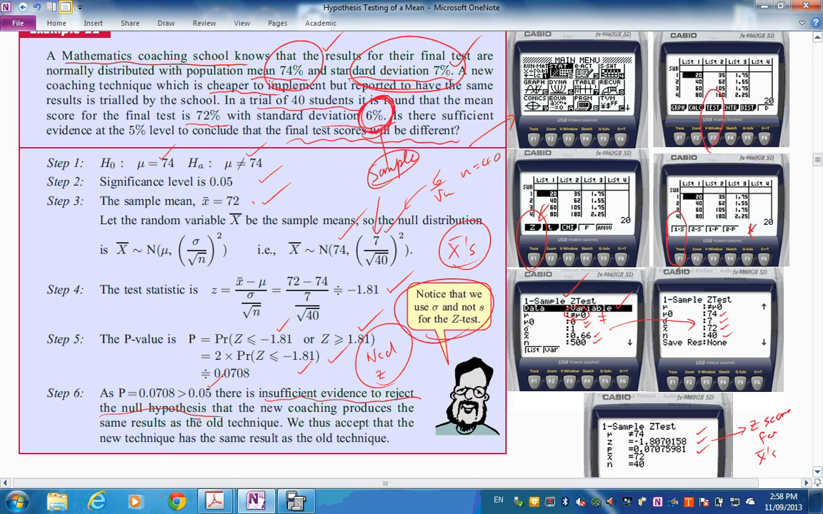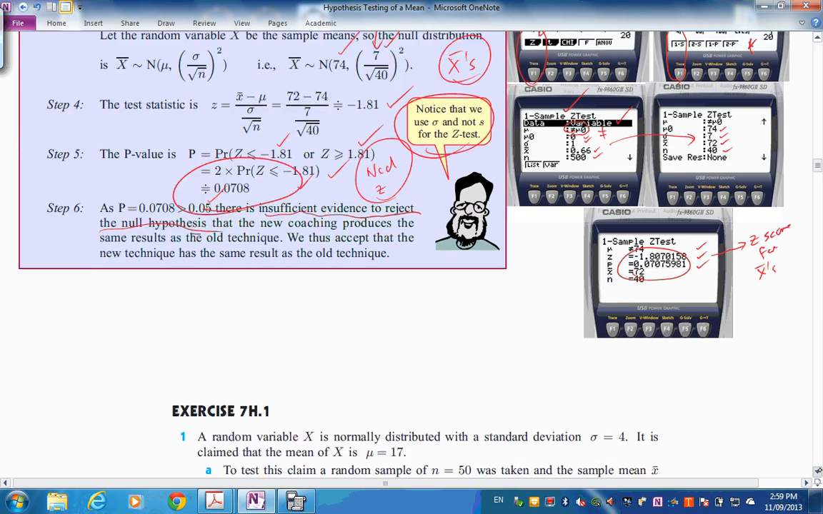Alright, so it comes to the same answer, of course, here, 0.0708 over here. So you can check your work using that. Okay, so what we're doing is looking at the deviation of our X bar away from our mean under the null hypothesis and changing it to a Z score. Okay, let's go down and do some.